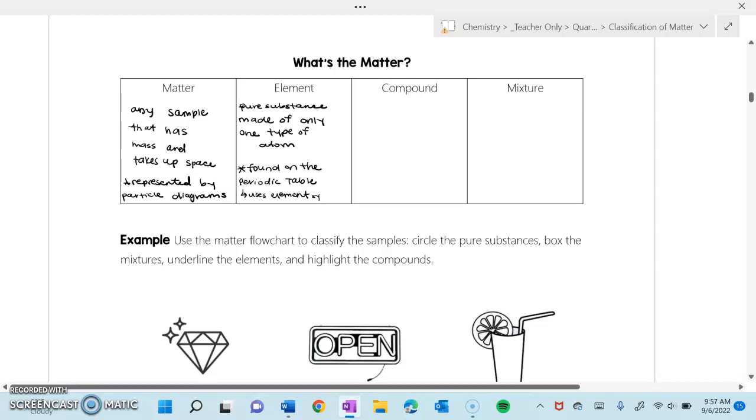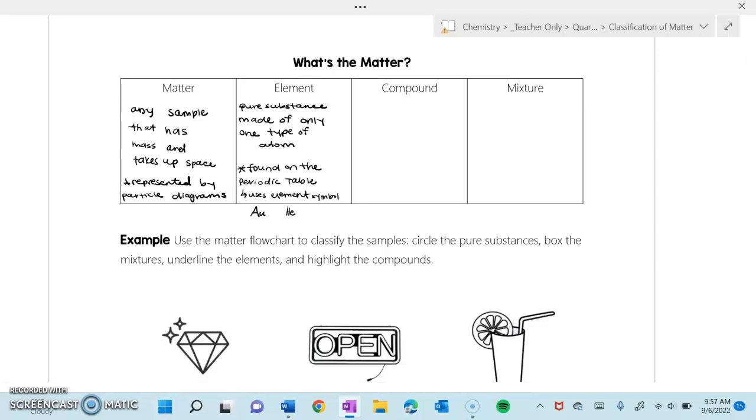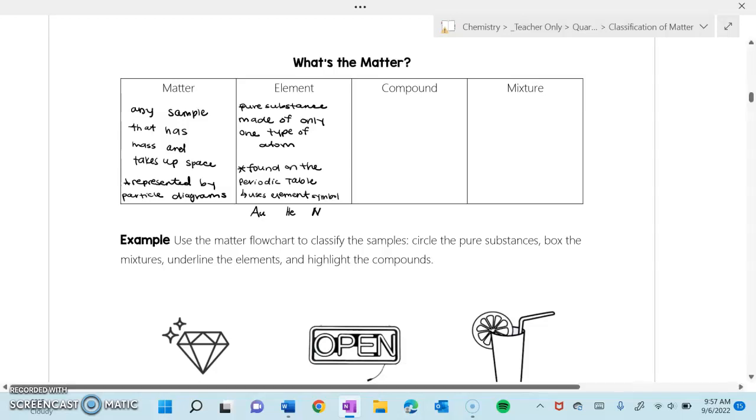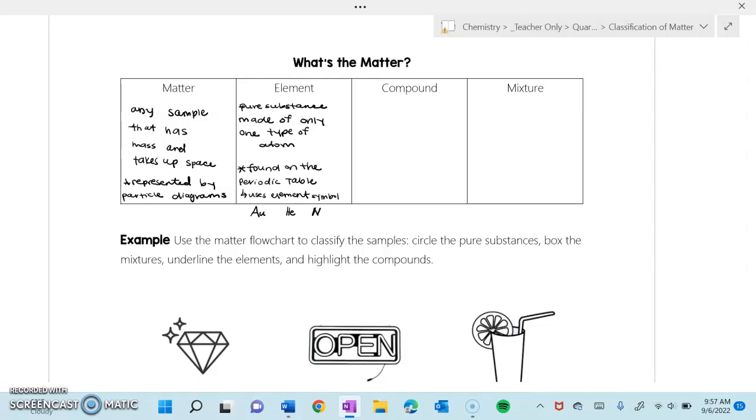Whenever we see element symbols, they will have a capital letter to start the element. So if I have gold, gold has a weird element symbol, but it is capital A-U, that's gold. Or helium, capital H-E, helium. So you'll always start with a capital letter. You'll have no more than 2 letters in an element symbol. The second one will be lowercase if there is a second one. An example of an element with just one letter is nitrogen, capital N. Notice it's still a capital letter, but it just has one letter. So those are all element symbols. You could find all of these on the periodic table.